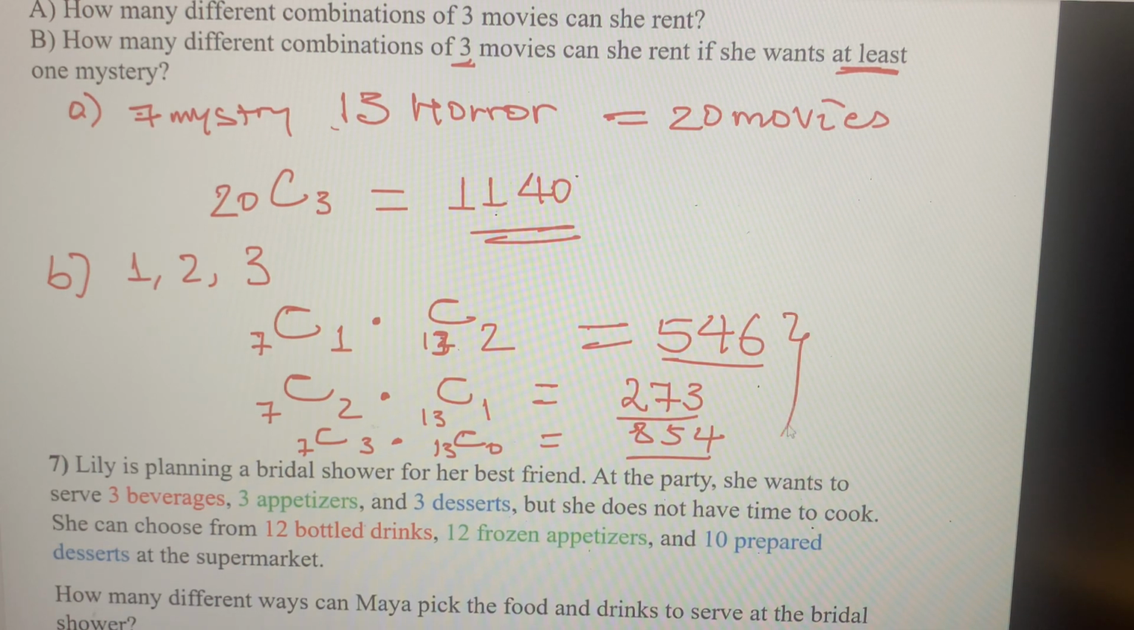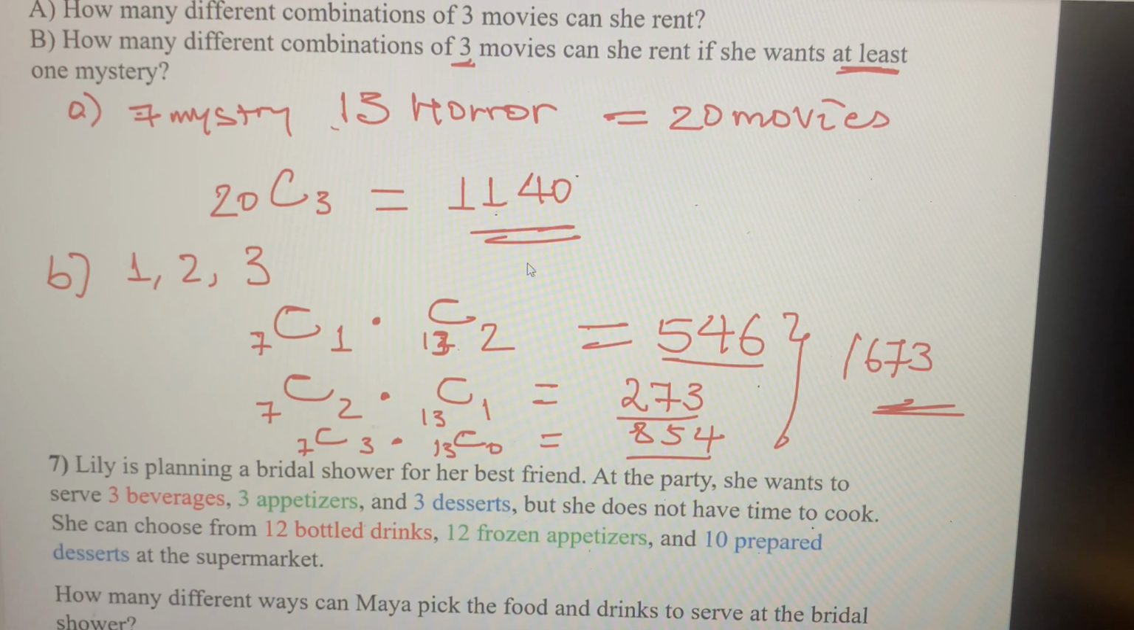If you add all of 3, the sum of this is going to be 1673 combinations. So in total, 1673 combinations will be your last answer. Okay, this is your last answer.